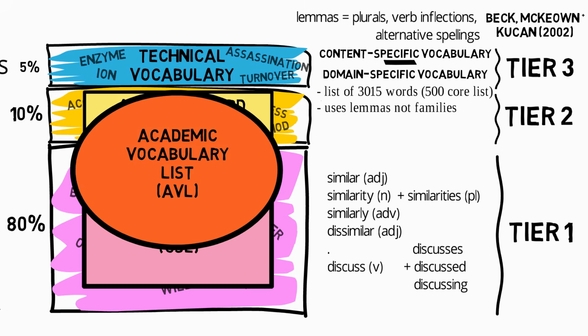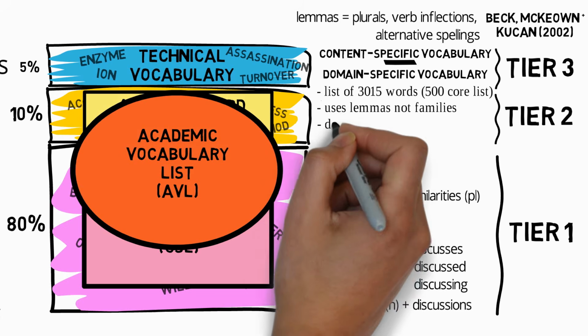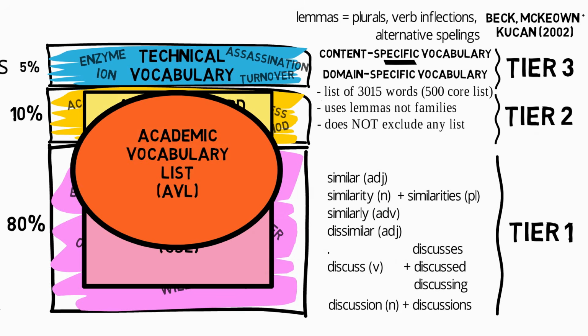Another word in the AVL is the verb discuss, plus the forms discusses, discussed, and discussing. And then a separate word is the noun, discussion. And of course the plural, discussions. An important point of the AVL is it does not exclude any list, which means it can include words like discuss and discussion, which are contained in the GSL and therefore they're not in the academic word list, the AWL.